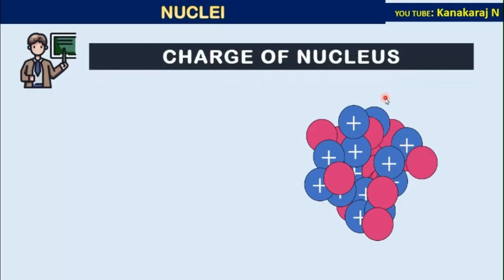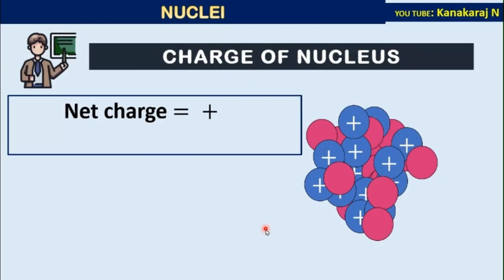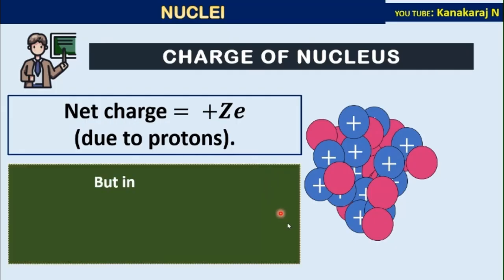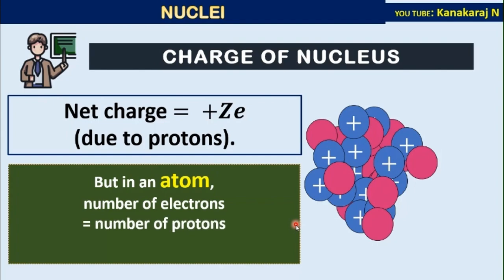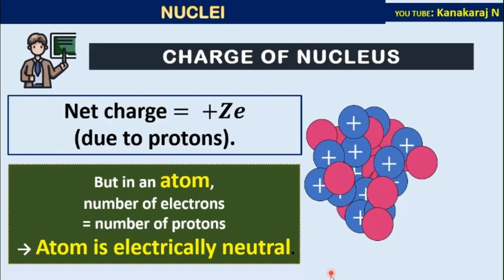Charge of nucleus. Net charge equals plus Z times e due to protons. But in an atom, number of electrons equals number of protons. So, atom is electrically neutral.